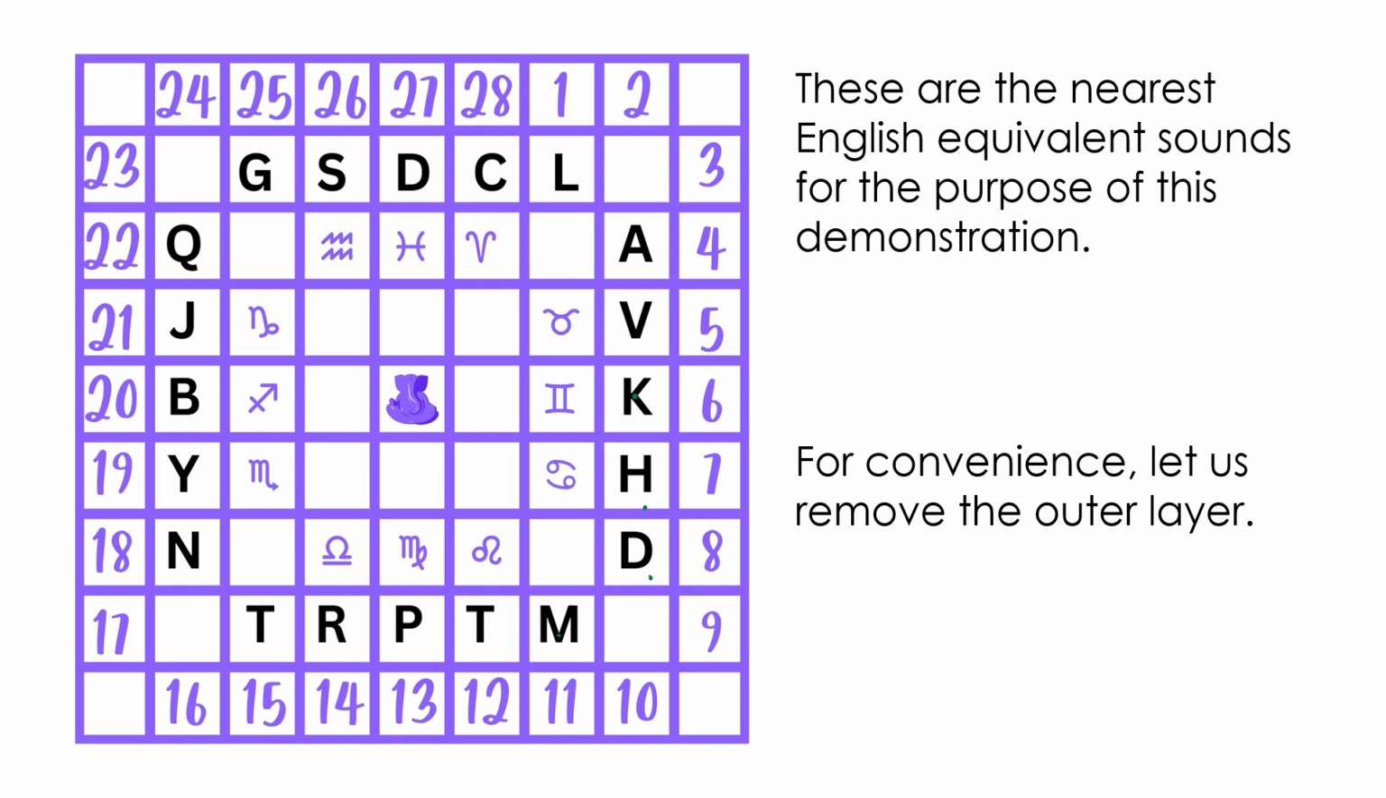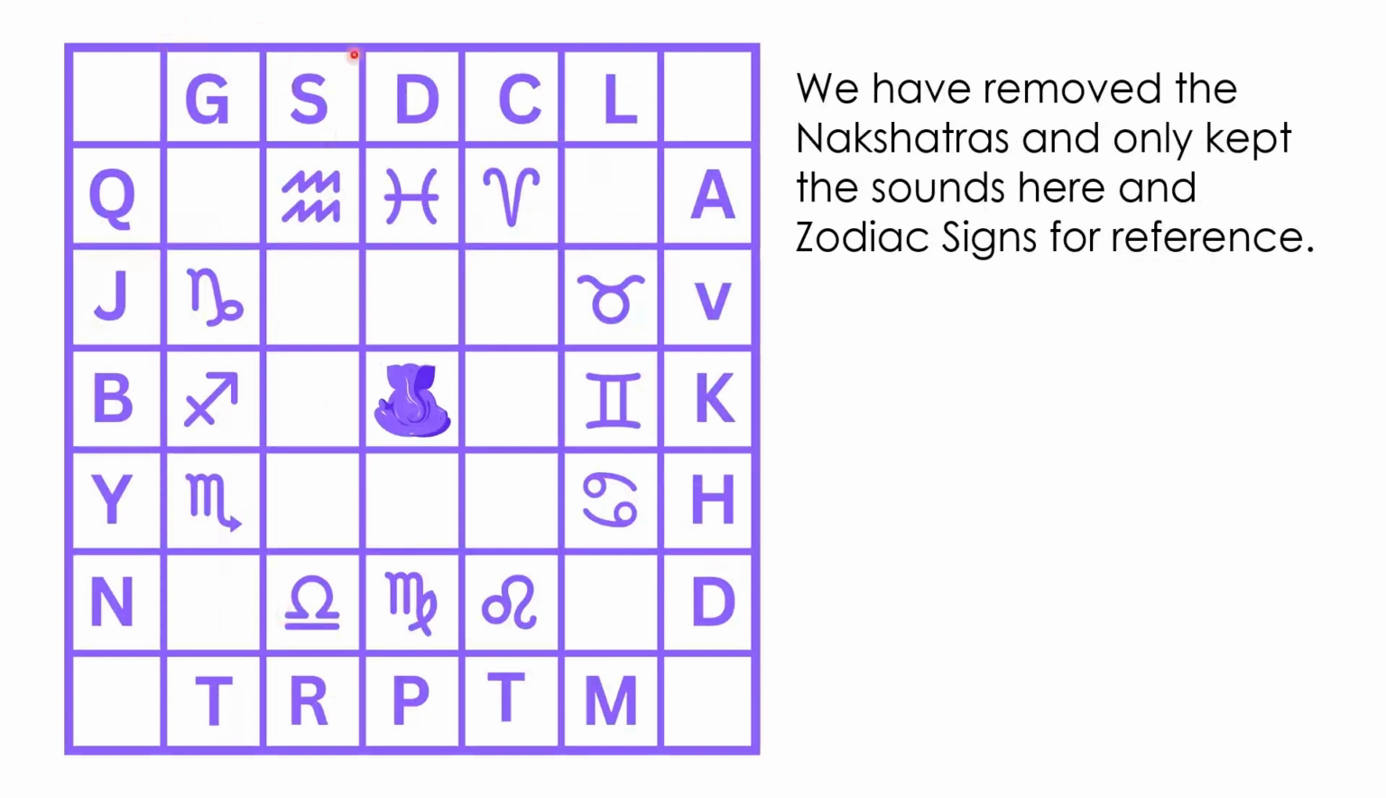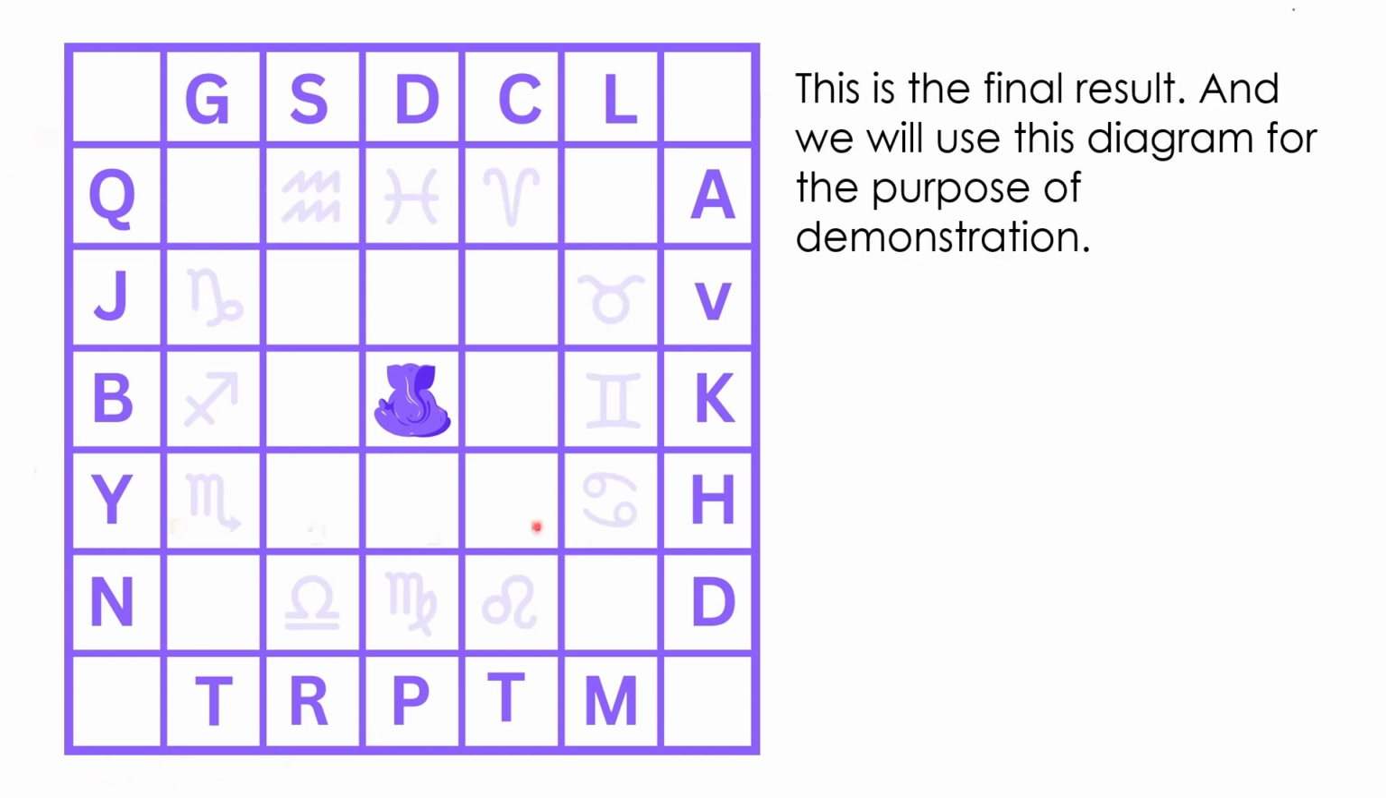So for convenience, let us remove the outer layer and zoom in. These are all the same letters. The nakshatras are removed and you still have the zodiac signs for reference. And this is the final result, and we will use this diagram for the purpose of demonstration.